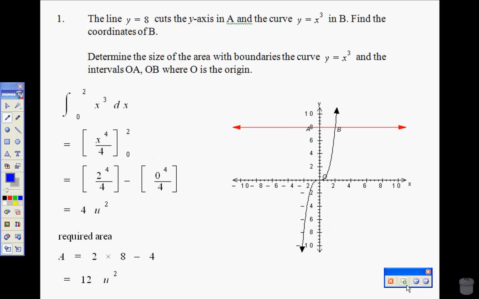So in question 1 here, this one's a little bit different. We're going to see different types of problems. So we've got x cubed, and the area where we've got x cubed is between the y-axis.